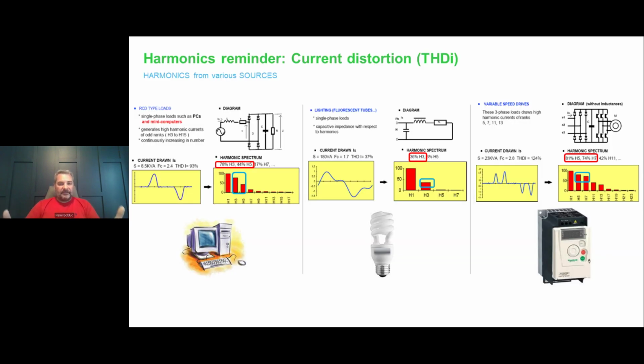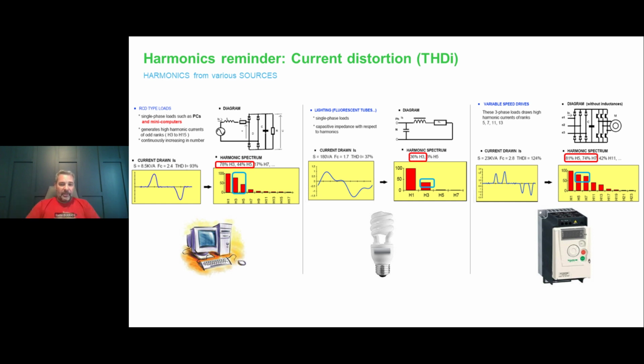Typically, the utility gives us a pretty clean voltage source, but as non-linear loads draw non-linear current, rich in harmonics, they create distortion inside our facility, and because they're also injected back onto the grid, you can also distort the grid. So that's why you have limits on harmonic injection as per IEEE 519.